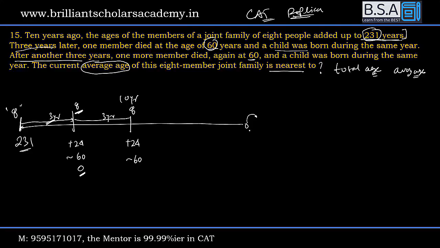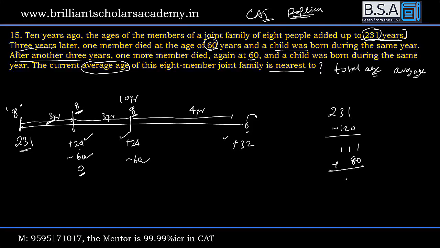Now the question is, what is the age today? If I have to reach today, today will be 4 years away. So 8 members gaining plus 4 each, that is plus 32. So from 231, I am supposed to subtract 120, that is 60 and 60. And I am supposed to add these numbers: 24, 24, that is 48, 48 plus 32. That is 80. I am supposed to increase by 80. So the total age today is 191.